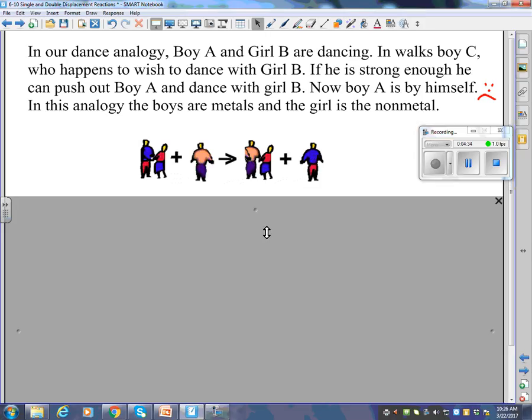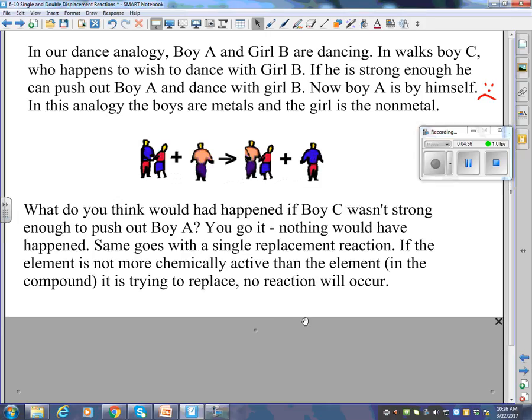Single displacement. Okay, what do you think would have happened if boy C wasn't strong enough to push out boy A? Boy A beats up boy C. Nothing. Nothing would have happened. The same goes with a single replacement reaction. If the element is not more chemically active than the element in the compound it is trying to replace, no reaction will occur.